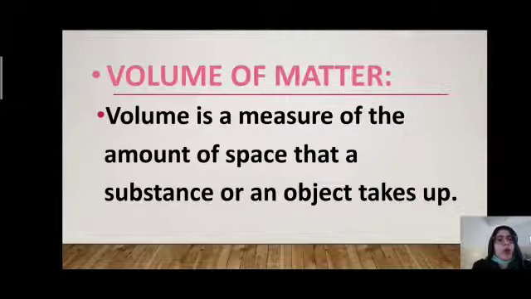Now moving on to the last part, which is the volume of matter. What is the meaning of volume? Volume is a measure of the amount of space that a substance or an object takes up. Volume is actually the amount of space. For example, if I am sitting on this chair, the amount of space I am occupying is my volume.